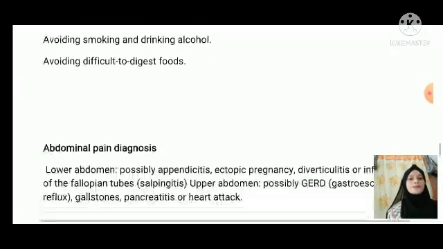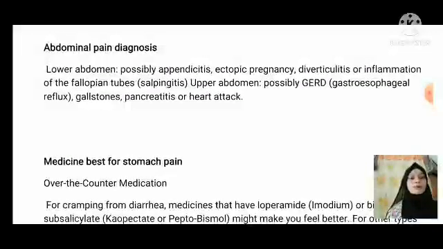So, abdominal pain diagnosis. For the lower abdomen, possibly appendicitis, ectopic pregnancy, diverticulitis, or inflammation of the fallopian tubes. Also for the upper abdomen, possibly gastroesophageal reflux, gallstones, pancreatitis, or heart attack.